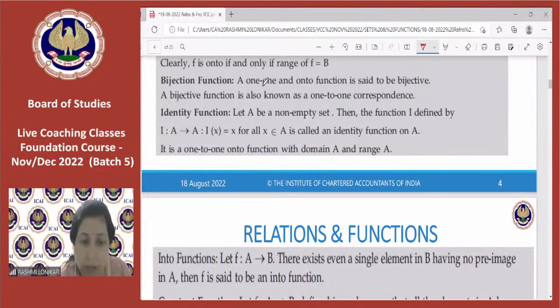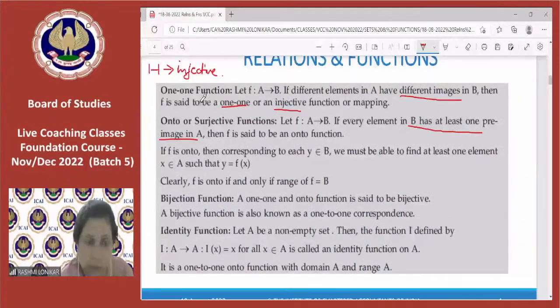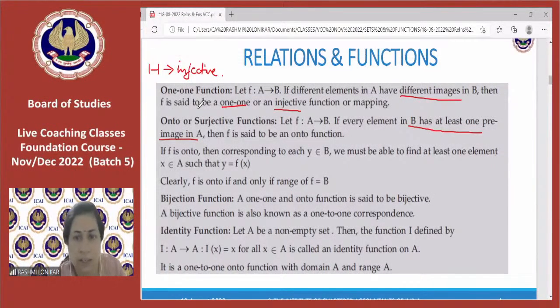Bijective: a one-one function and onto function is said to be bijective. What is a one-one function? Each element of A has a different image in B. And if each element in B has a pre-image in A, then we say it is an onto function. So a function in which each element of A has a different image in B and each element of B has a pre-image in A is a bijective function.